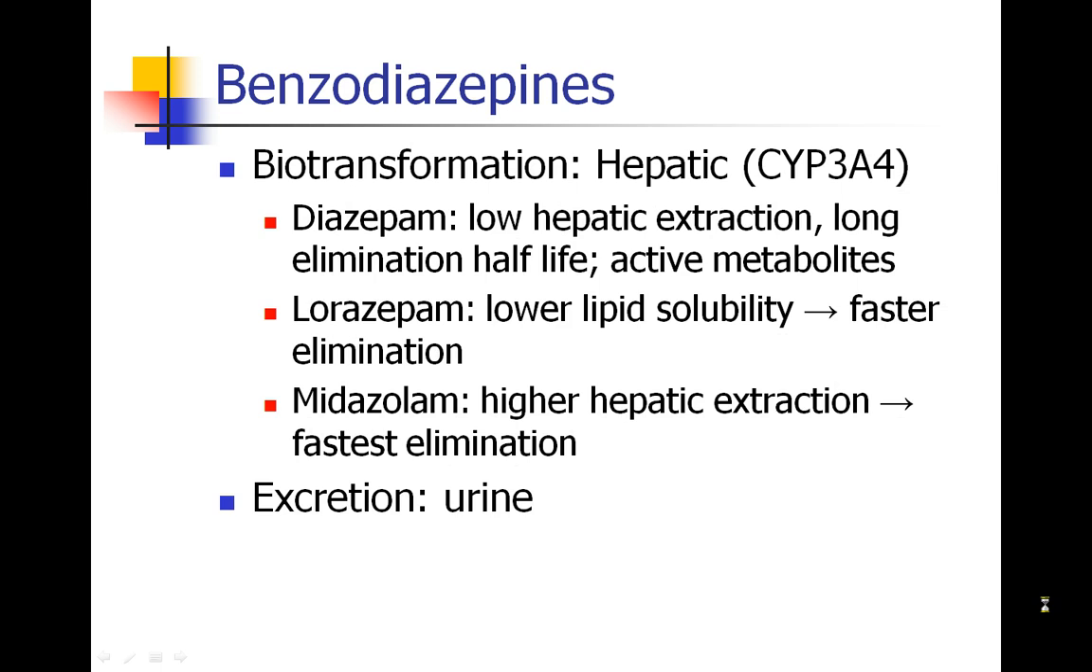These drugs are biotransformed by the cytochrome P450 family, specifically the 3A4 subfamily. Some of these drugs have low hepatic extraction, while others like midazolam have higher hepatic extraction. And they're excreted in the urine.